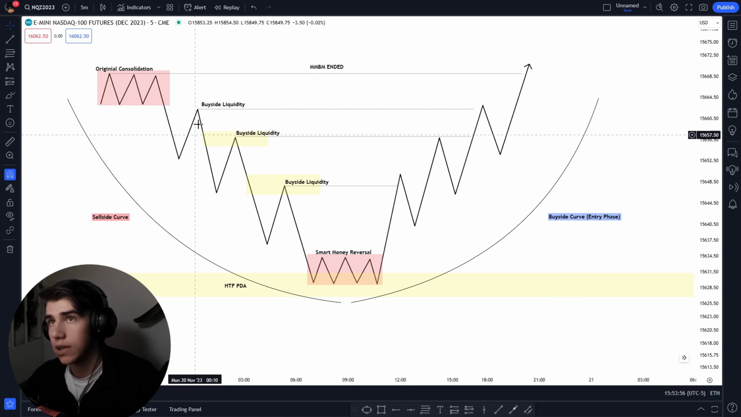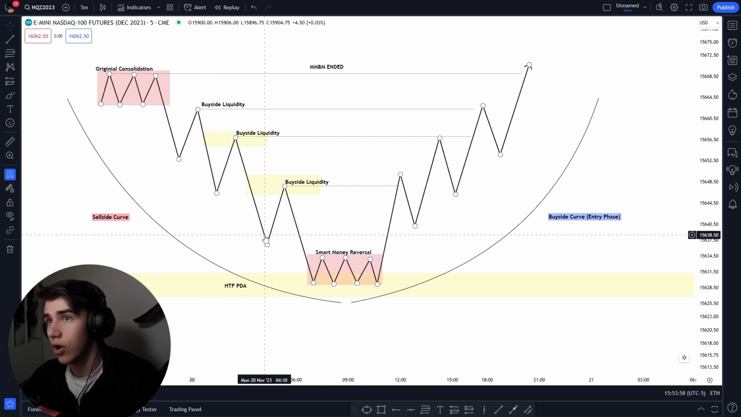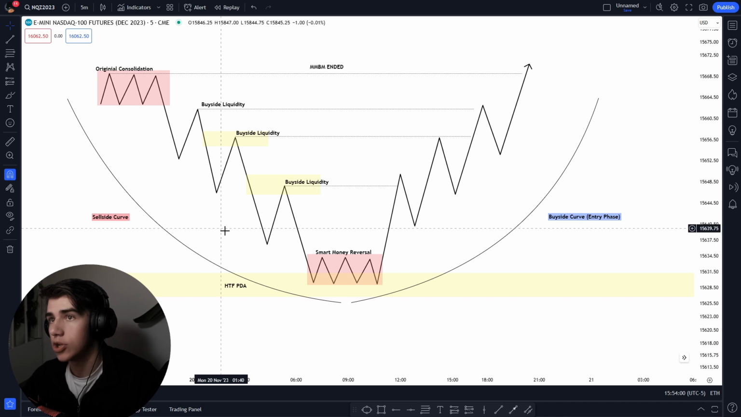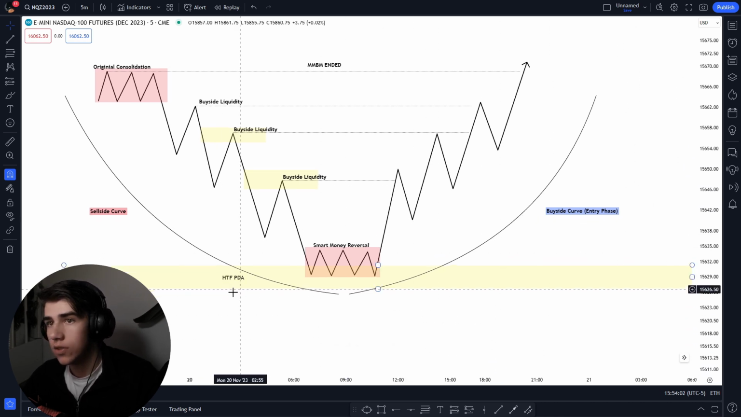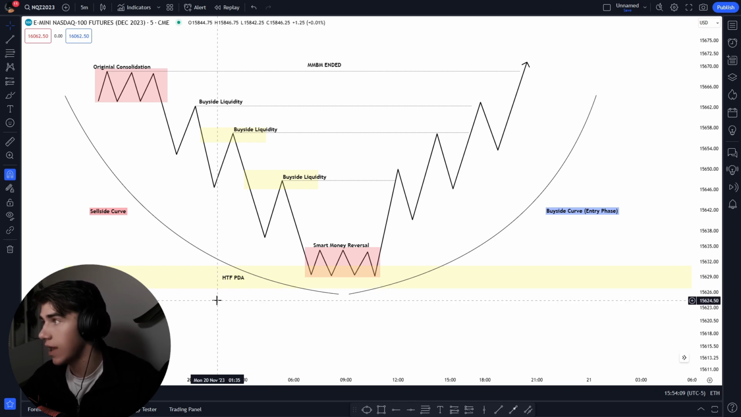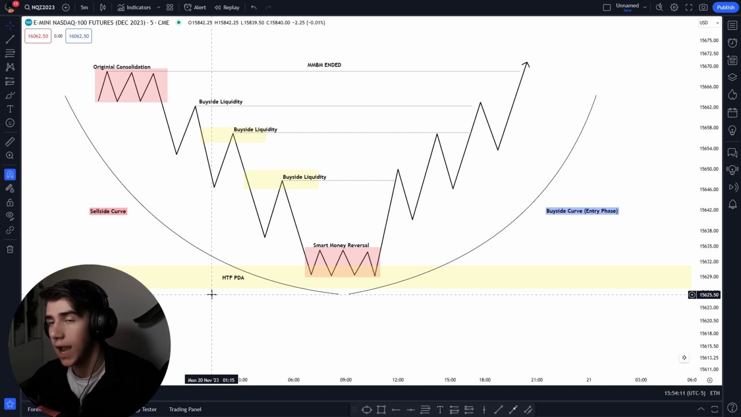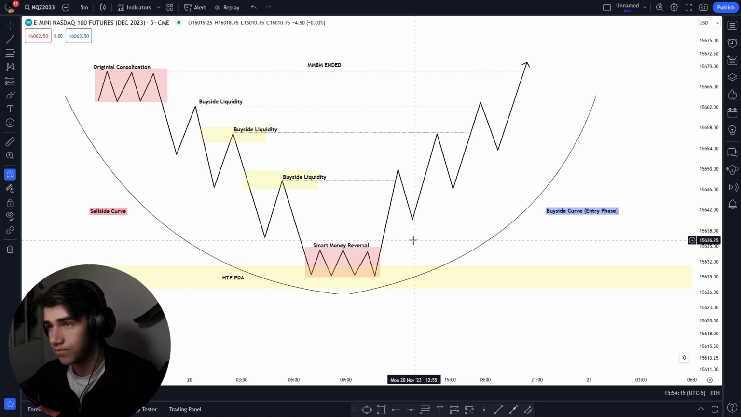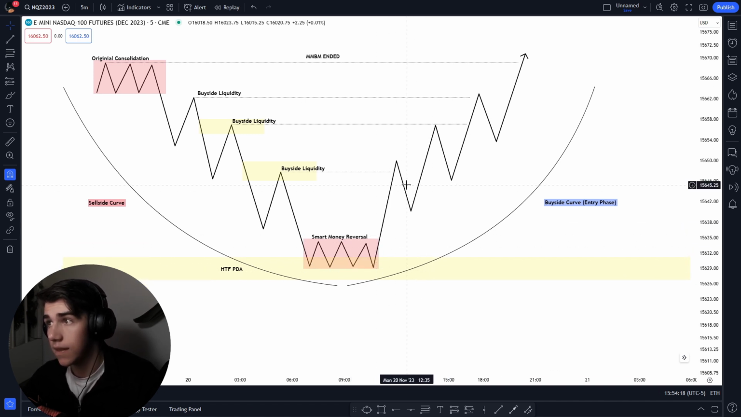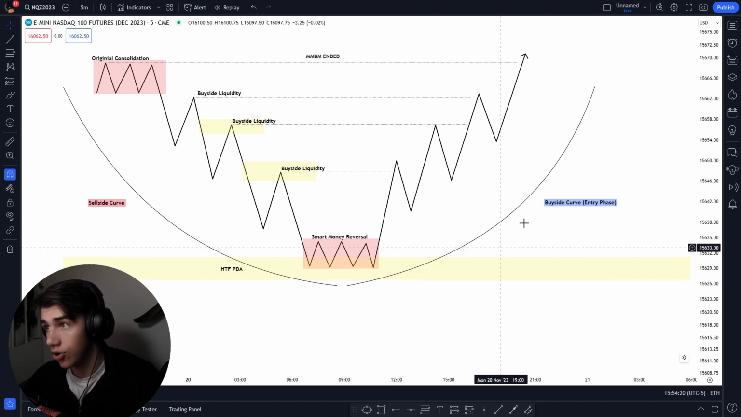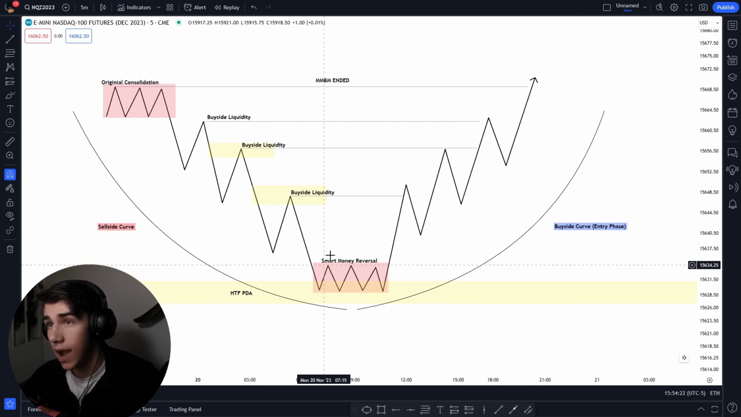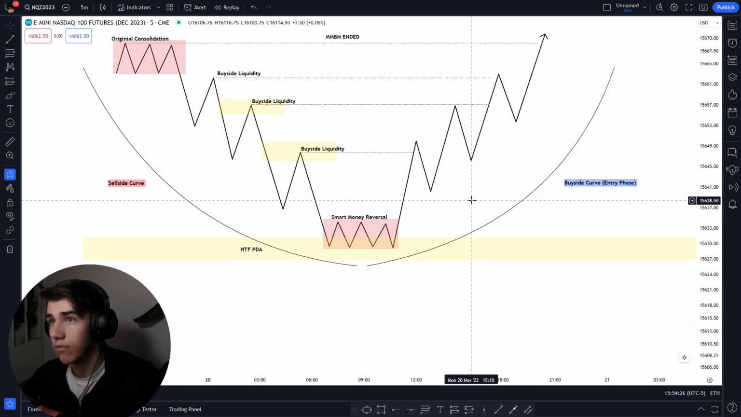Well, after price has created all this buy side liquidity in respective bearish P arrays, you want it to hit a higher time frame bullish P array. That could be a fair value gap, an order block, inversion fair value gap, whatever it might be. A higher time frame bullish P array, and then a consolidation. And then the buy side curve starts. Now we go from a sell program into a buy program.